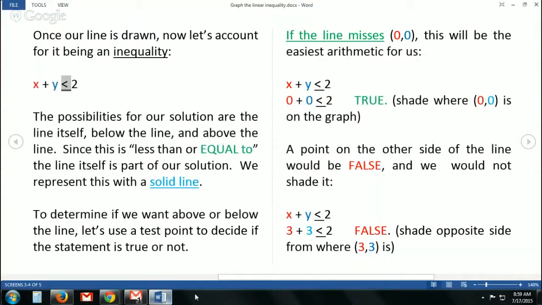So let's substitute it in and see what happens. Since the line missed (0, 0), that's the easy arithmetic for us to use. Let's put 0 in for x, 0 in for y, and do the arithmetic. 0 plus 0 is 0. That's less than or equal to 2, so this is true. That means we will shade the area on the graph where (0, 0) is located.